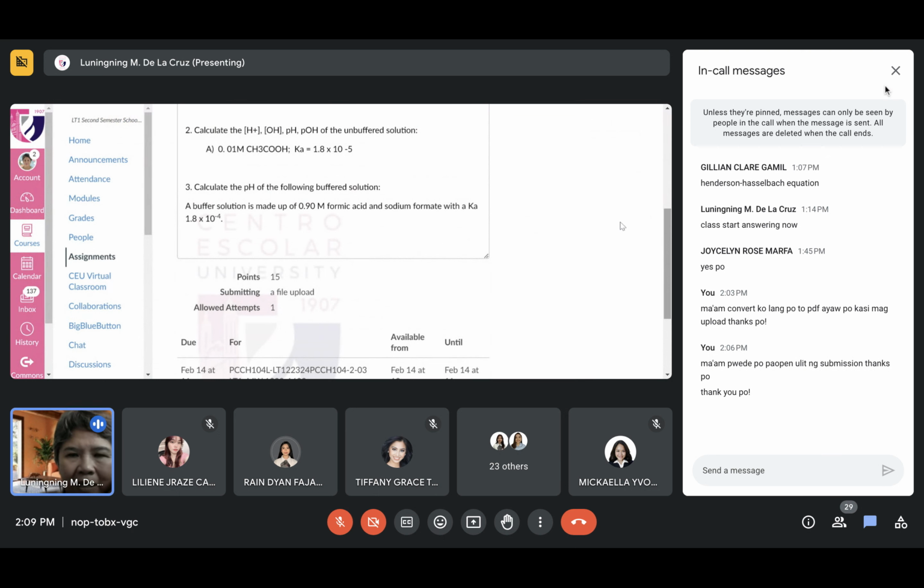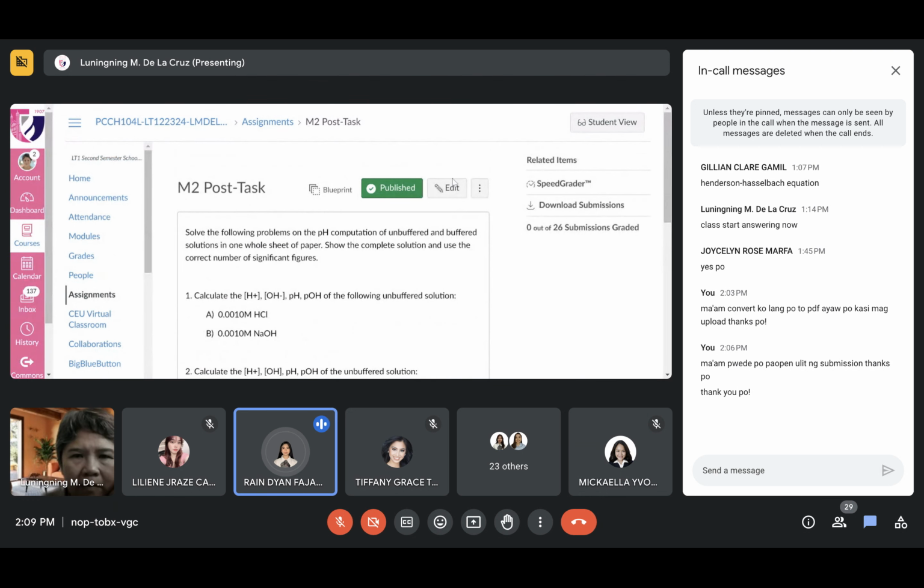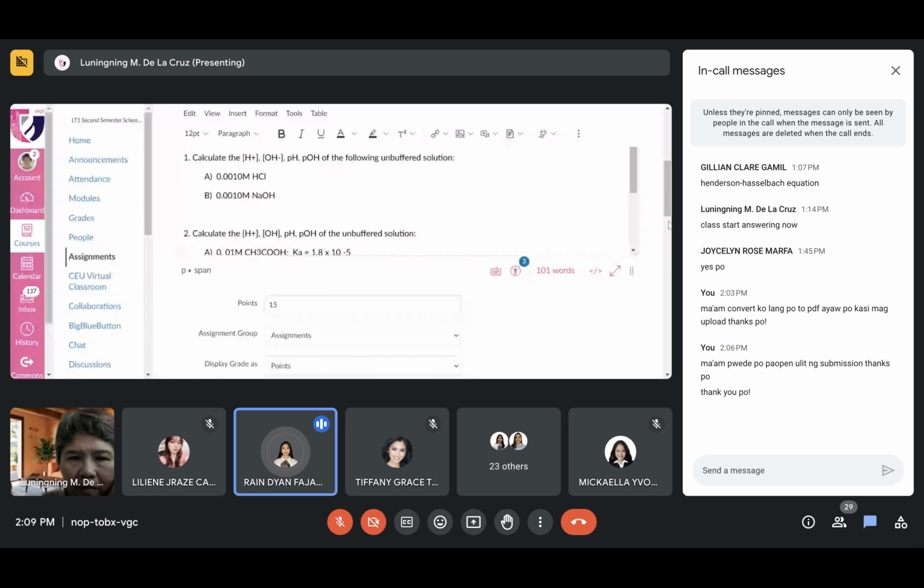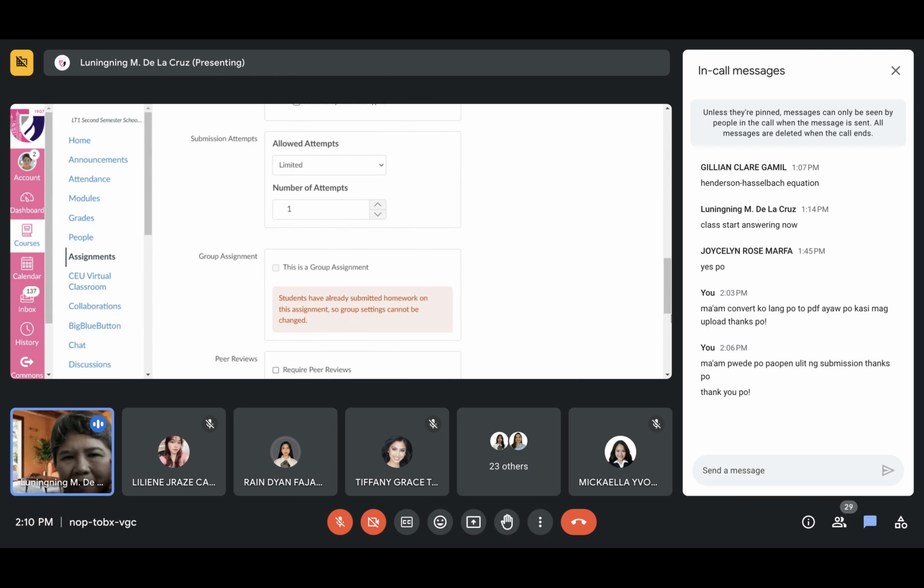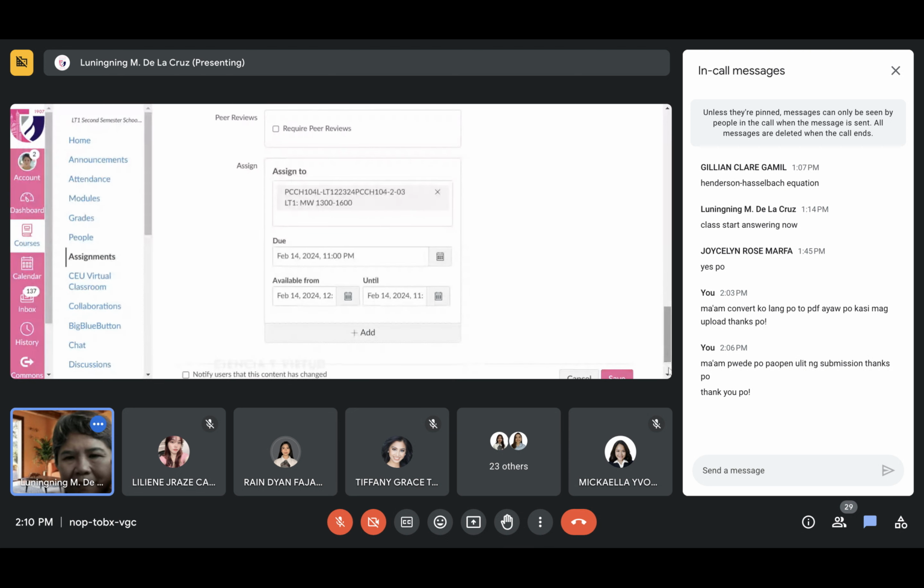PDF, JPEG ang iyong ginamit, anak? O PDF? PNG? Kaya ko po ata i-upload as PDF. Sige, anak. File upload. Hindi ko naka-receive. Media recordings. Sige na lang. Nag-try na rin ako ng text entry. Baka pwede ka na. Okay po, wait, try ko po ulit.